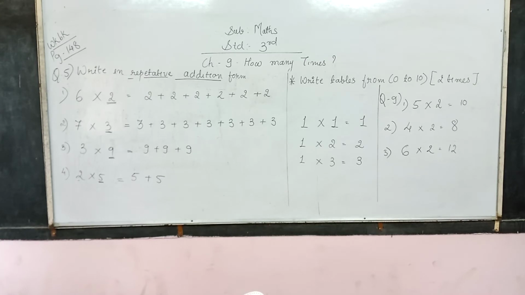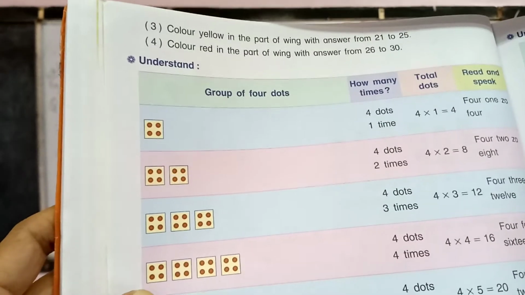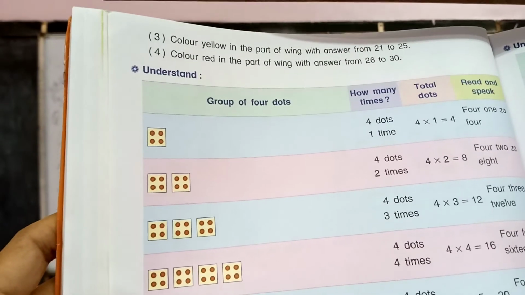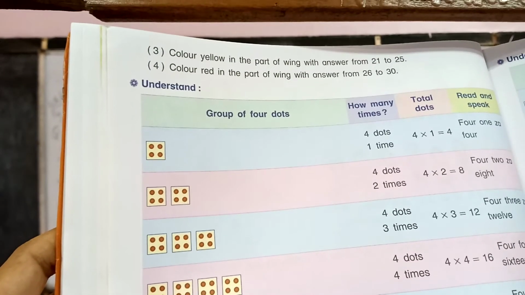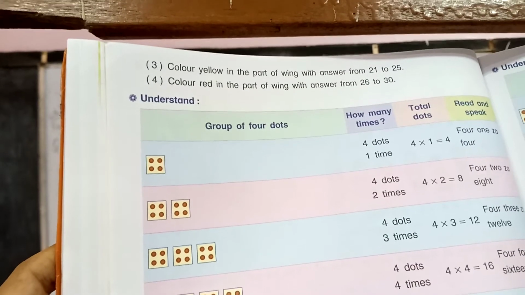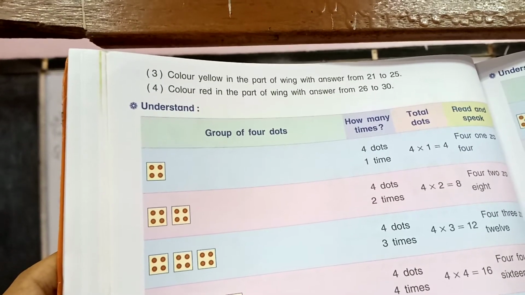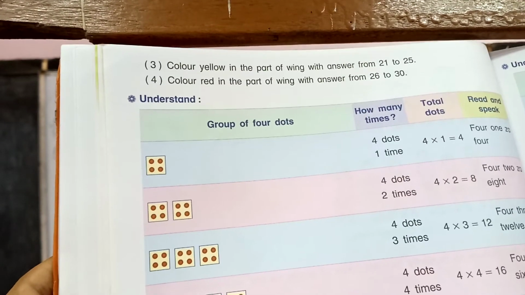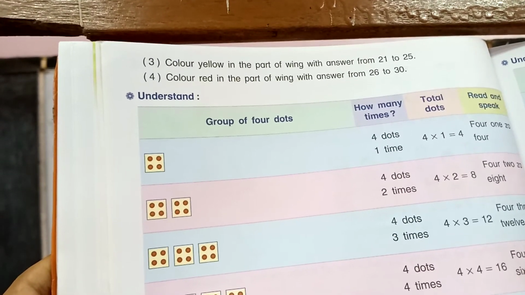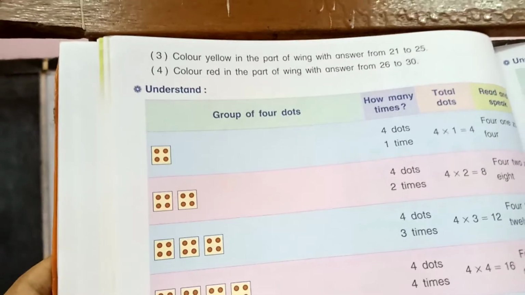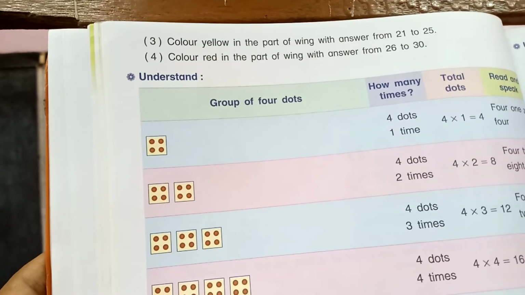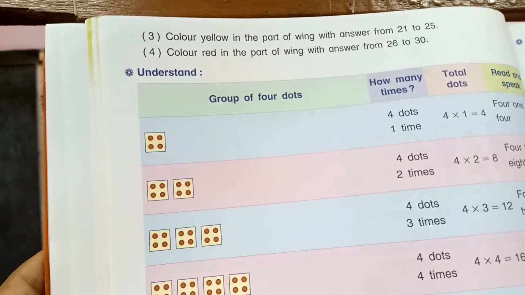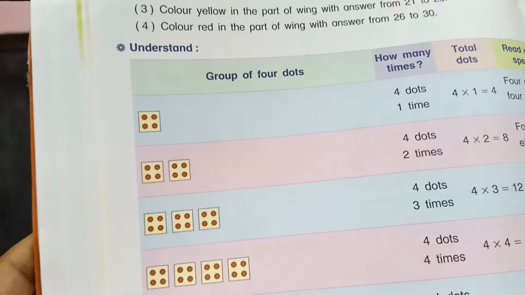Here the instruction is given, the fourth one on the top. It is color yellow the part of the wing with answer from 21 to 25. Yellow color करना है जिसका आंसर 21 to 25 है. Next is color red the part of the wing with answer from 26 to 30. जिस प्रोडक्ट का आंसर है 26 to 30, in that you have to color red color उसमें करना है.